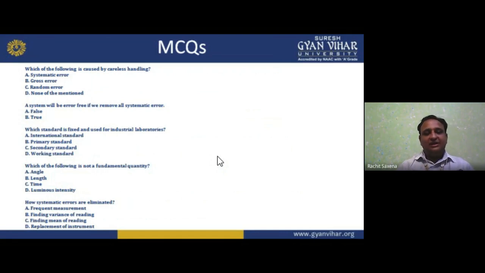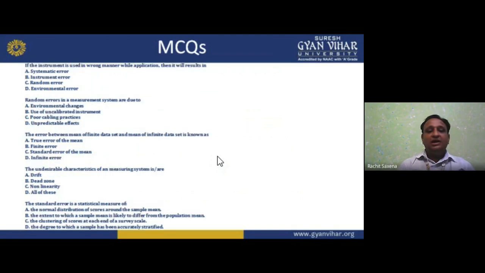How are systematic errors eliminated? We have option C. If the instrument is used in the wrong manner during application, it will result in errors. Random errors in a measurement system are due to environmental change, unpredictable effects. The error between the mean of a finite data set and the mean of the infinite data set is known as standard error. The undesirable characteristic of a measuring system is drift.